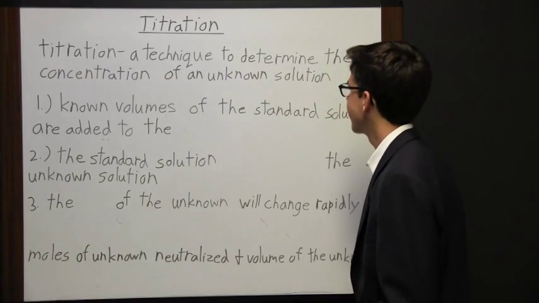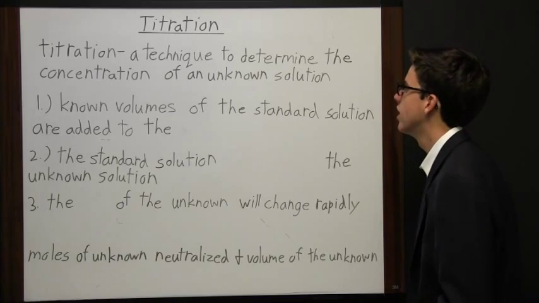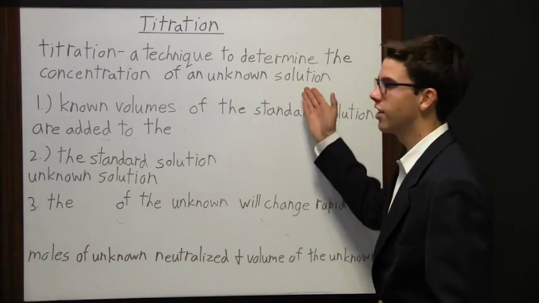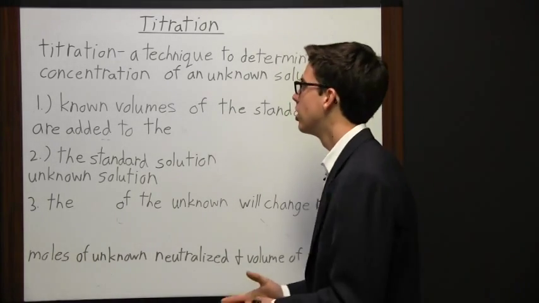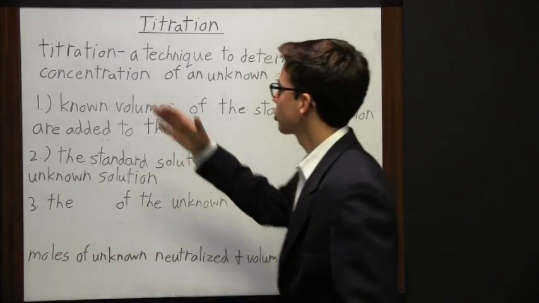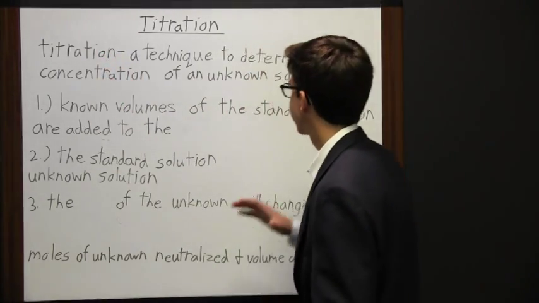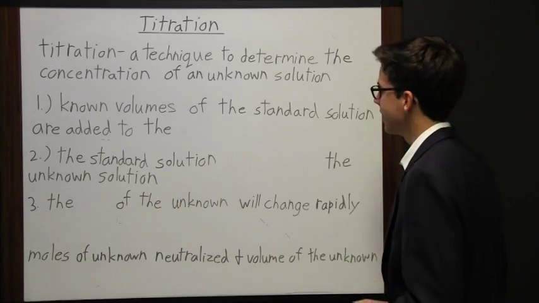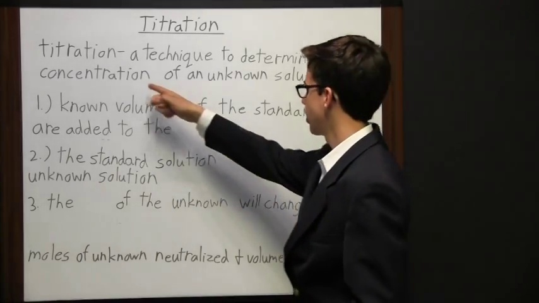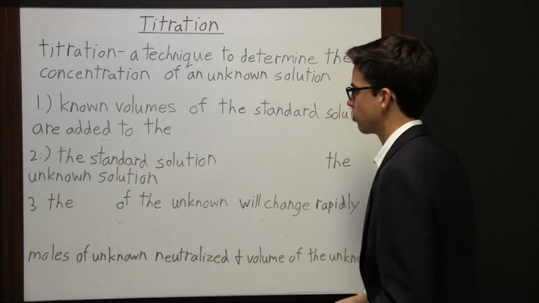Titration is a technique to determine the concentration of an unknown solution. This unknown solution is usually going to be an acid or a base. And so titration isn't the name of a chemical or anything. It's just this process, or this technique, we're using in order to determine the concentration of this unknown solution.